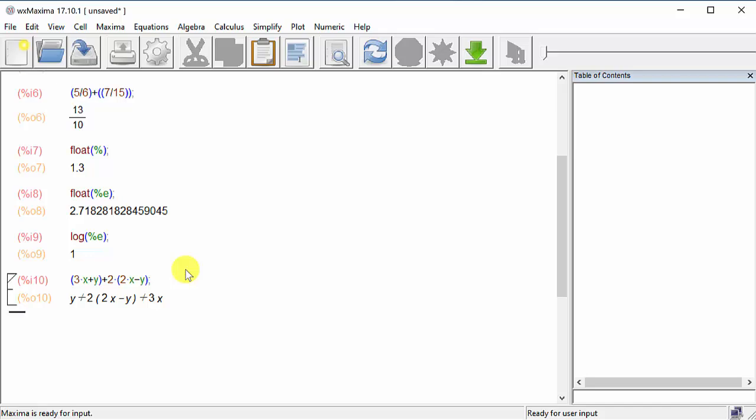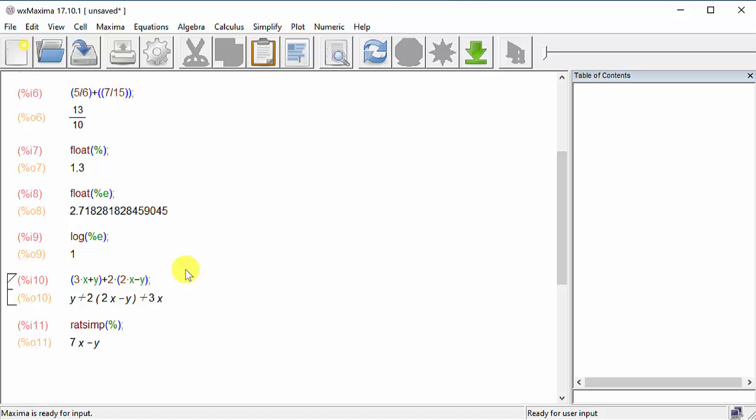That's not really what we wanted. We wanted to simplify it even more, maybe even combine like terms. So how do we do that? Well, we use ratsimp. And what do we want to simplify? The previous output. So in parentheses, we put the percent sign. That's the previous output. We put a semicolon, and then hold Shift Enter. You can see we get 7x minus y, and that simplifies it all the way.